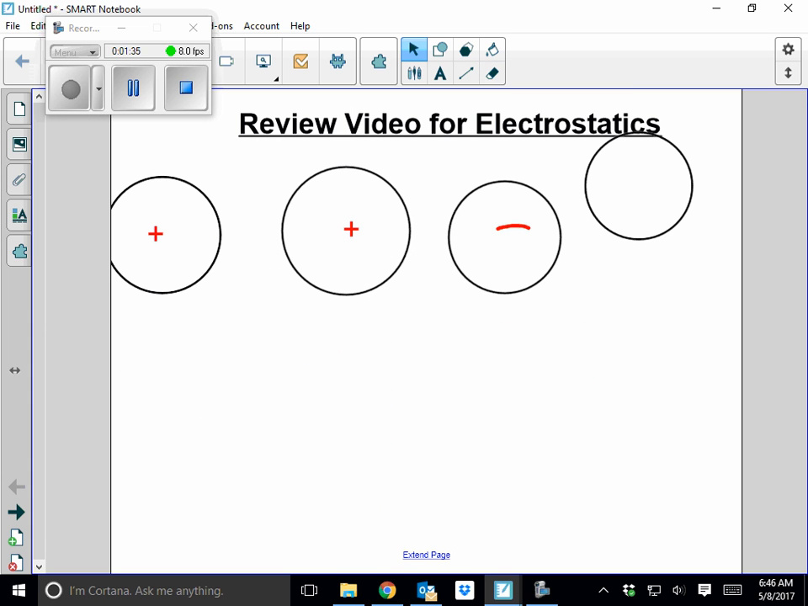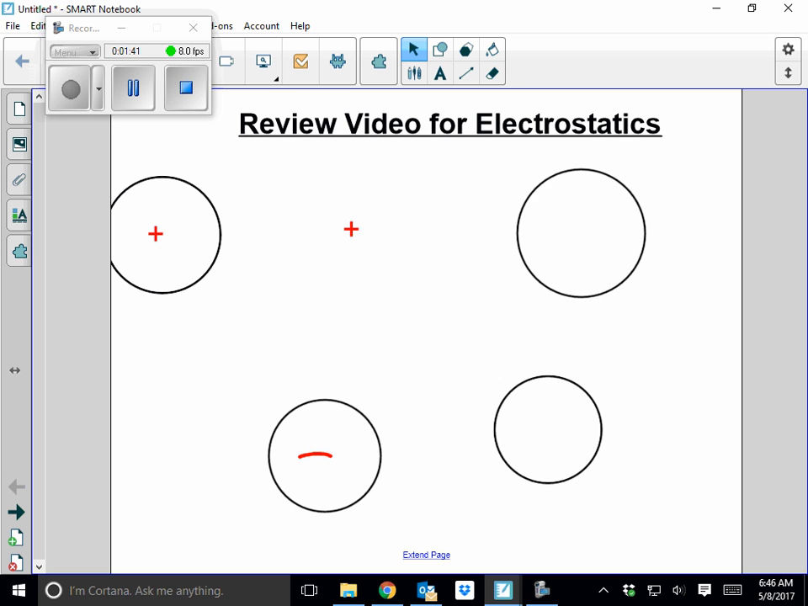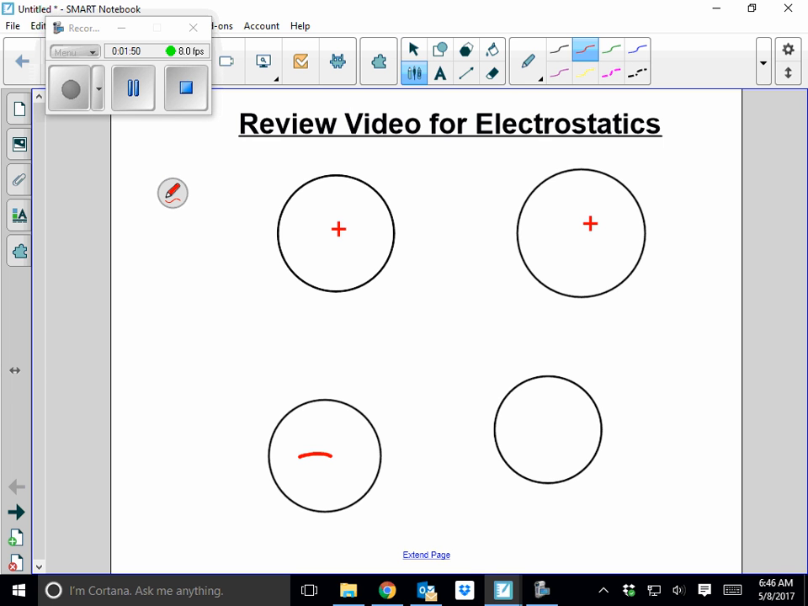So with these two positive charges next to each other, the electric field lines leave the charge, excuse me. So the electric field lines go out of positive, but as they come next to another positive, they push away from each other. Why? Because both those lines are positive.